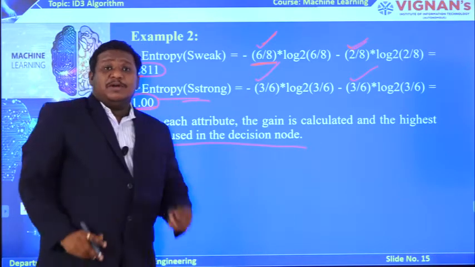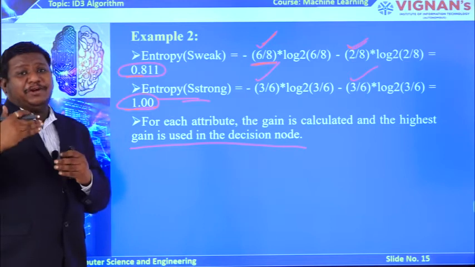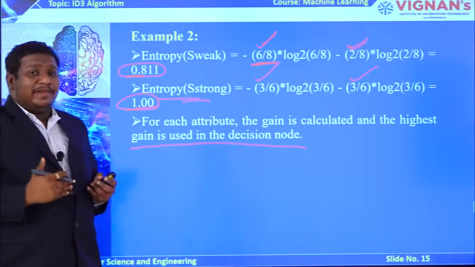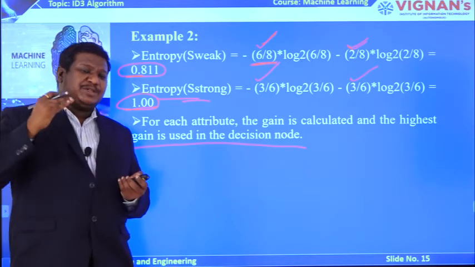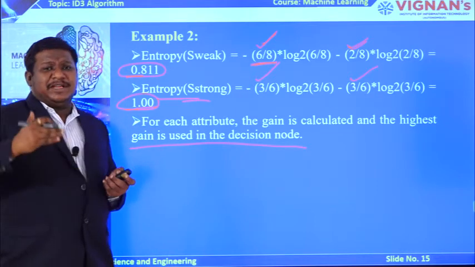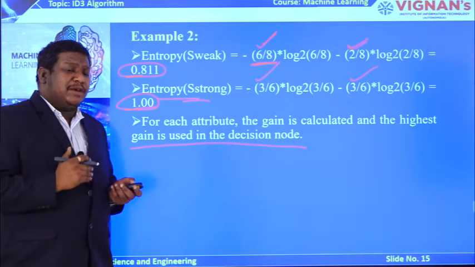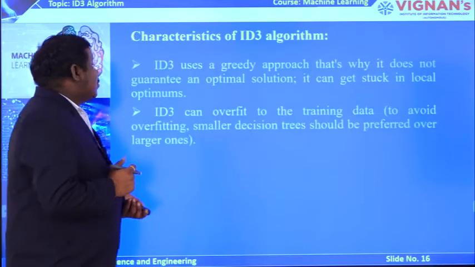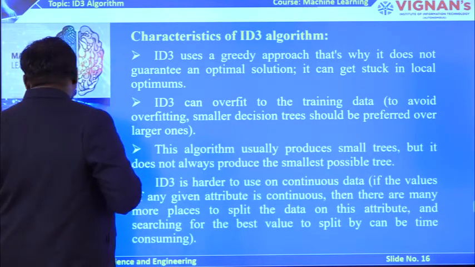So, by calculating the entropy, based on the entropy, you are going to calculate the information gain, and among all the attributes, the attribute which is having the highest information gain value can be taken as the final attribute for the algorithm. So, these are some of the characteristics of ID3 algorithm.